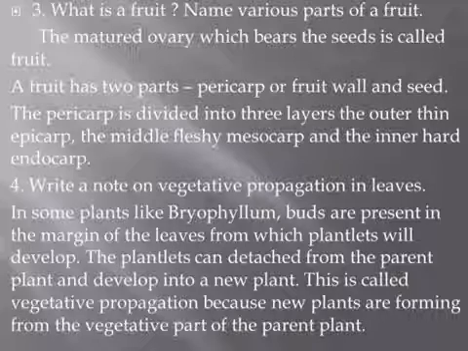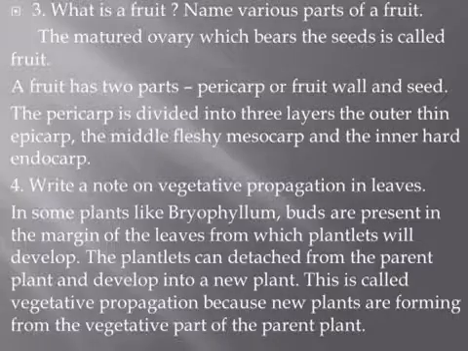This is called vegetative propagation. Why is it called vegetative propagation? Because new baby plants are arising from the vegetative part of the plant, not the reproductive part but the vegetative part of the parent plant.